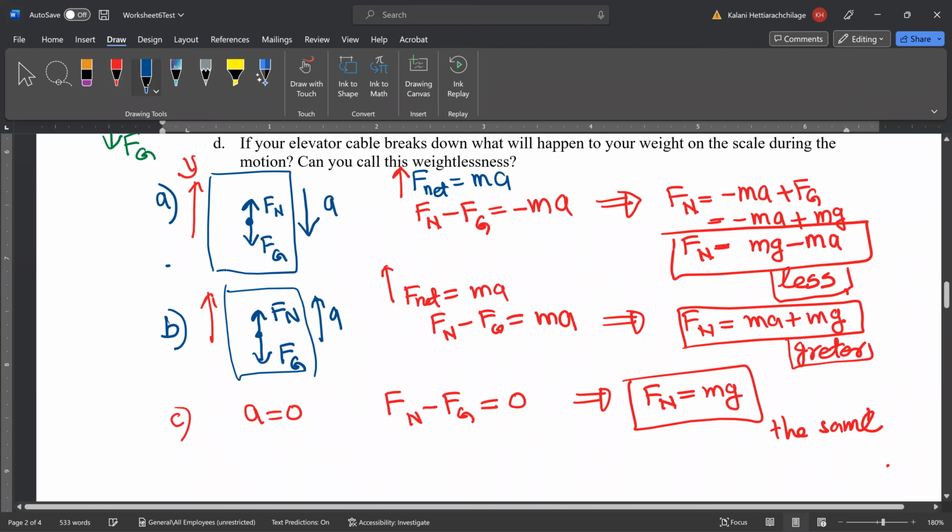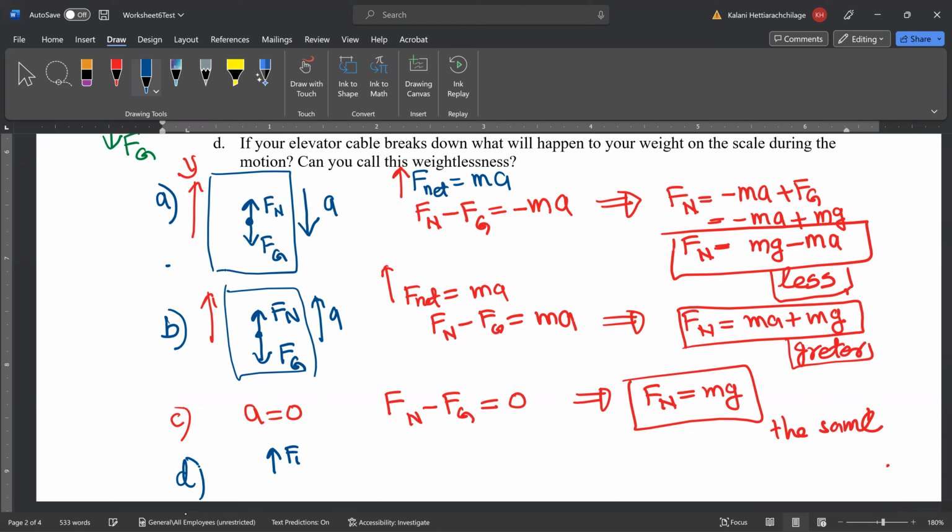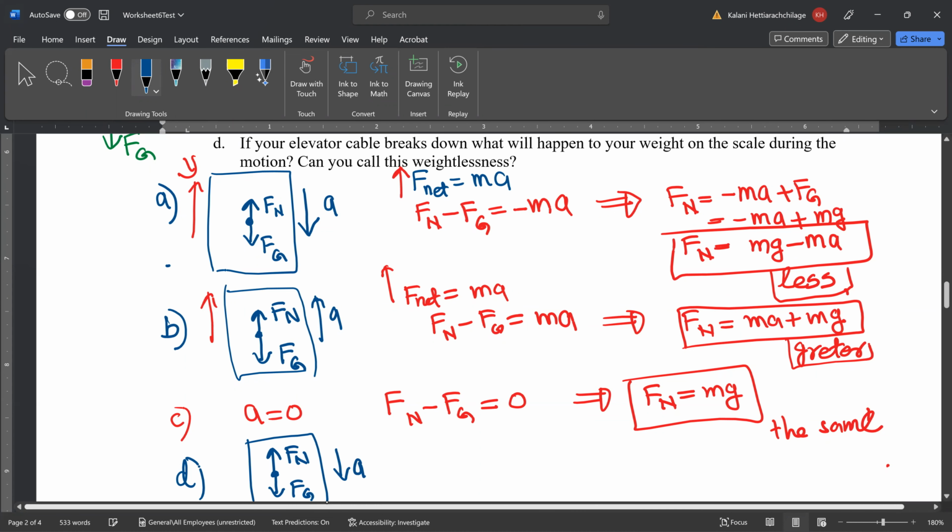And now the last part, D. D is asking, if your elevator cable breaks, what will happen to your weight on the scale during the motion? Can you call this weightlessness? Okay, so when the elevator breaks down, what will happen? What do you think will happen to the normal force? When it breaks down, your elevator just goes down with acceleration equal to 9.80, g, because it's in free fall, right?